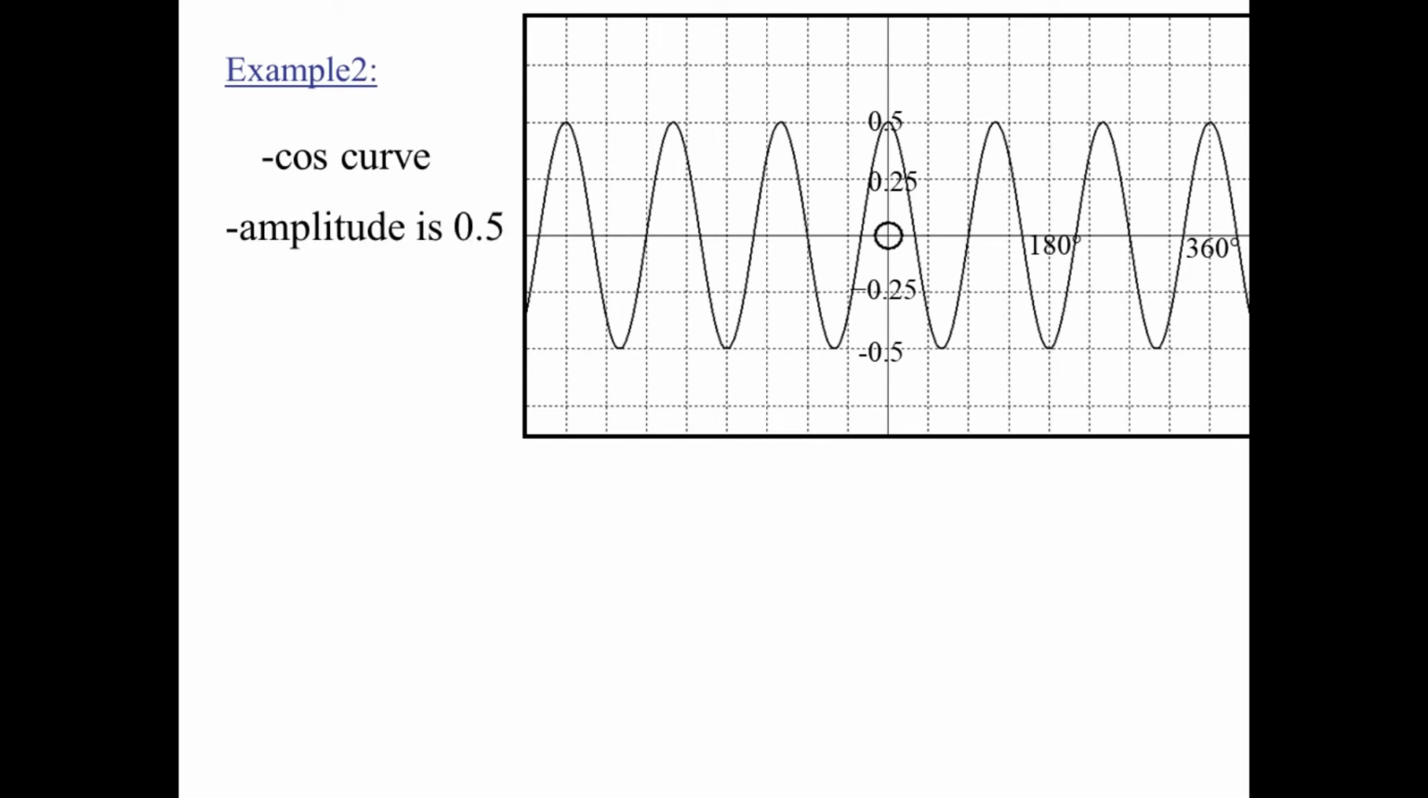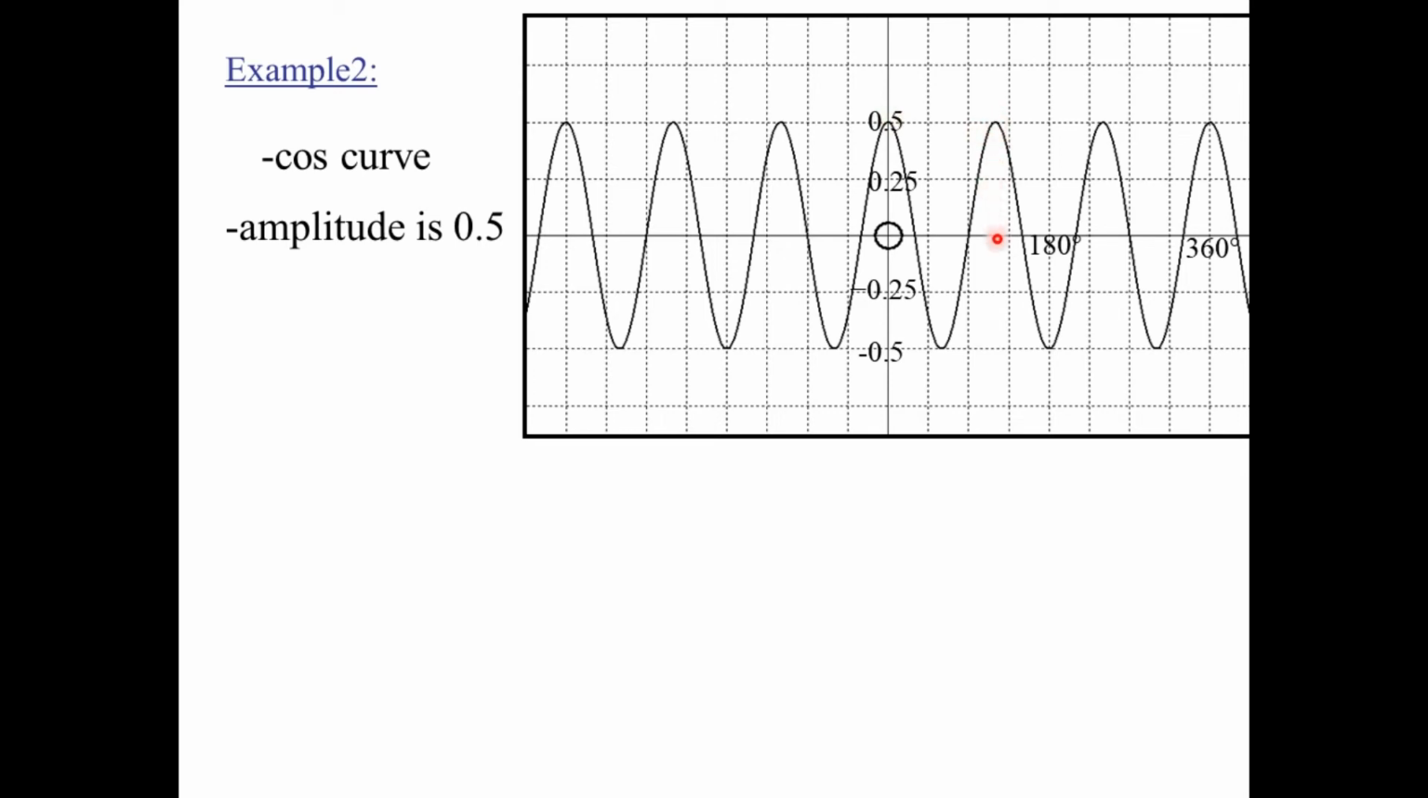The amplitude is 0.5, the distance from the axis to the maximum. Now we have to measure the period, because our approach is always amplitude, then period. So the period is from this mountaintop to this mountaintop, but I don't know what number that is.